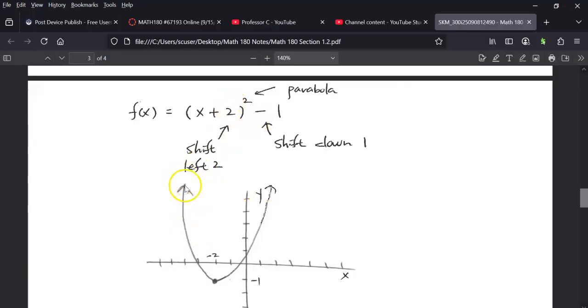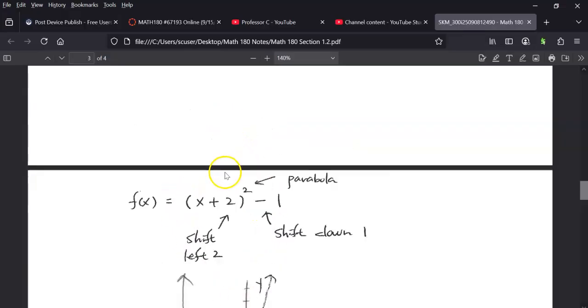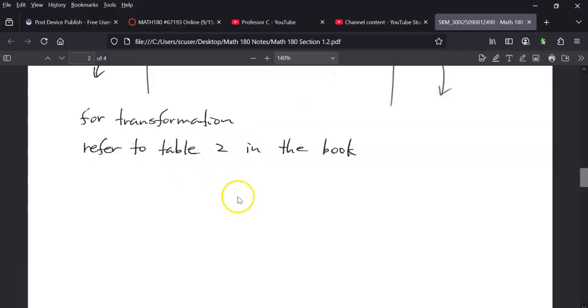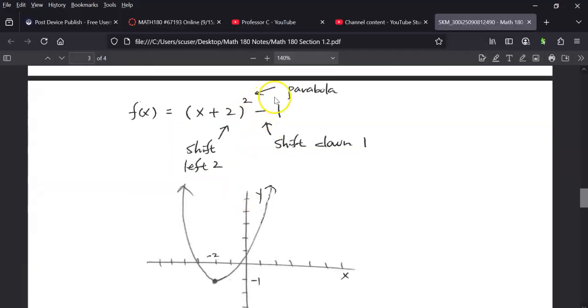Now, once we know the shape of the function and we know the ending behavior, to sketch it you just need to figure out that a parabola generally looks like this. Now, that's why you need table 2, to see how the transformations work. This minus 1 takes your basic parabola and shifts it down 1, and this plus 2 here shifts it left 2. So instead of the parabola starting at the origin 0, 0, it's going to shift down 1 and then shift over 2. So that's your new origin for the parabola.